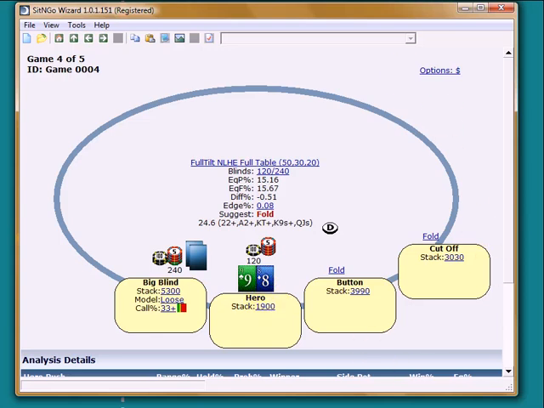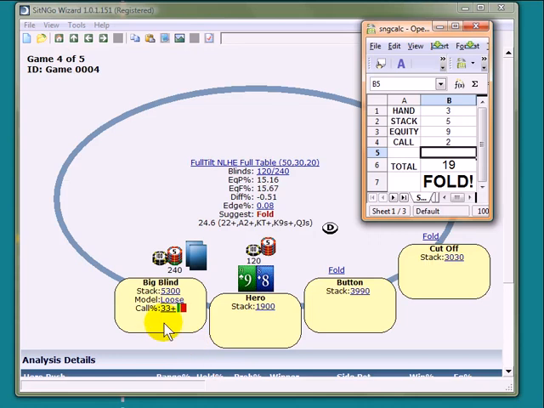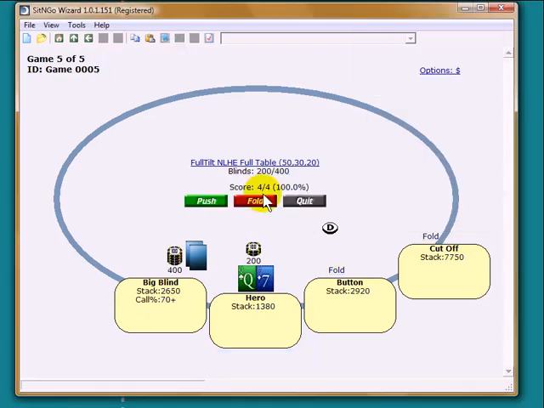I know a lot of people are getting these kind of decisions wrong. You've got to take into account how often he'll call you. If he's very loose, you can't do it. So let's do another one.